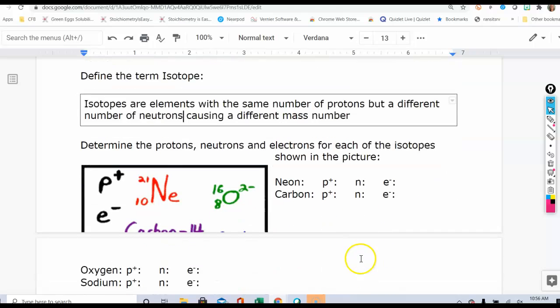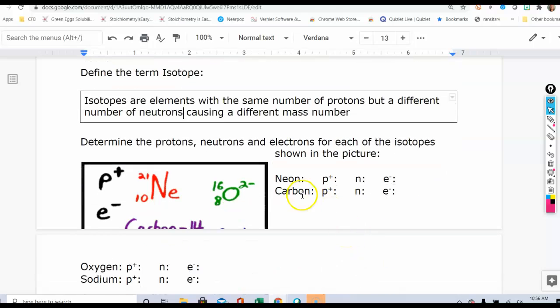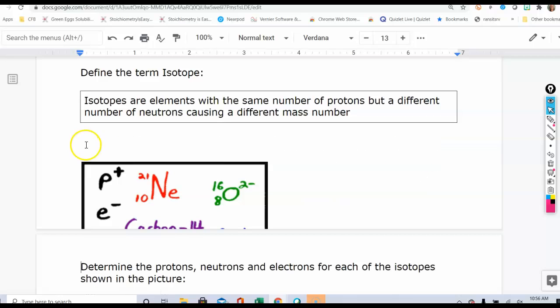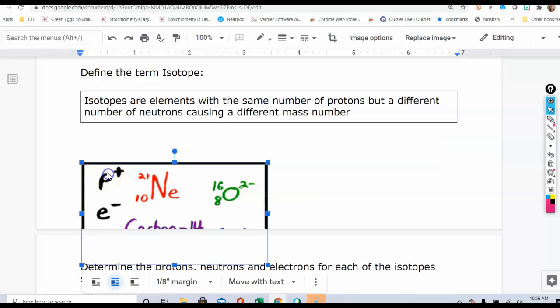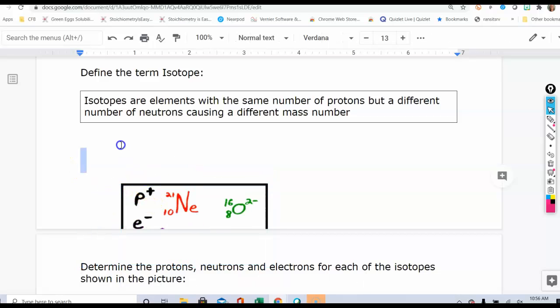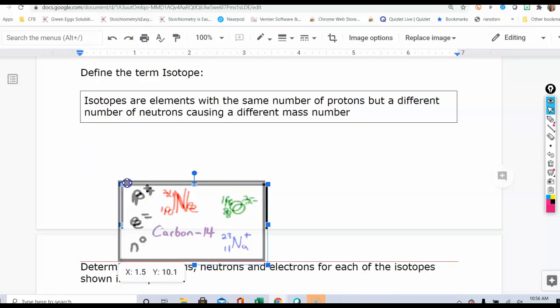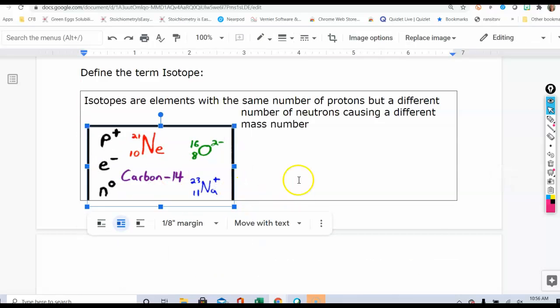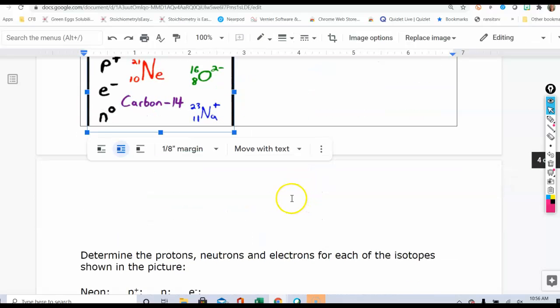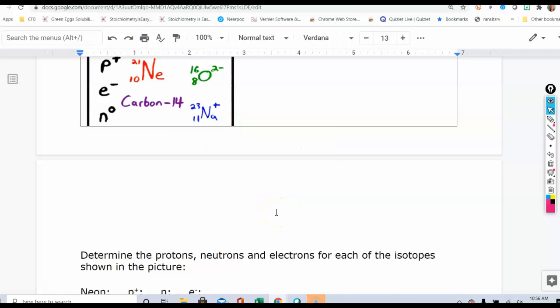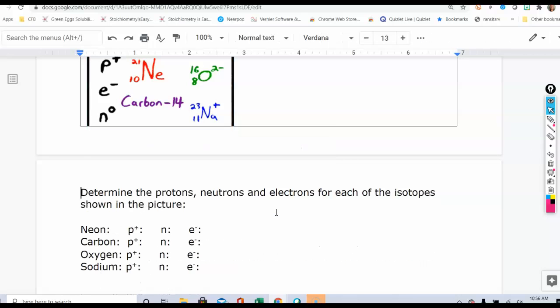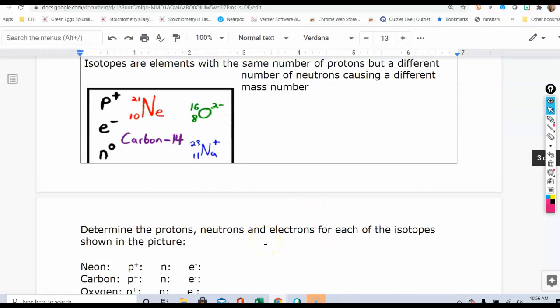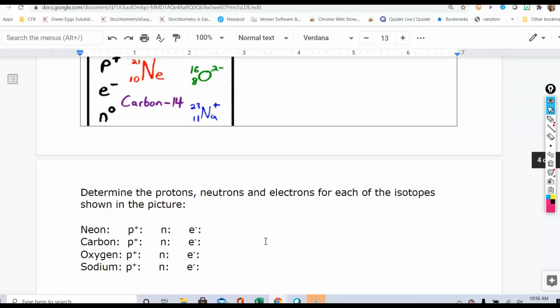Okay. So on this next part, I'm going to move this down here because it appears I need this to be able to be seen. So I'm going to move it back up here. There we go, so I can see it. So there are some isotopes in the box there. So what I want to be able to do is determine the protons, neutrons, and electrons for each of the isotopes. So the first thing I have is neon.